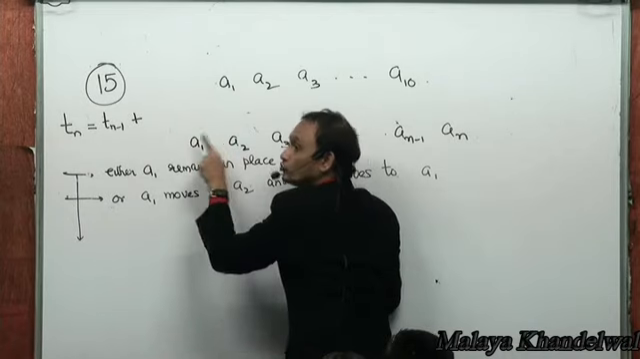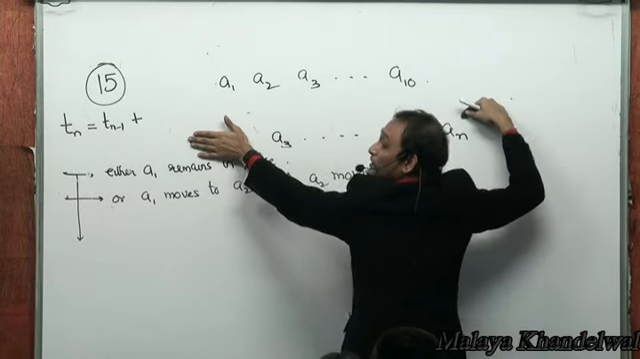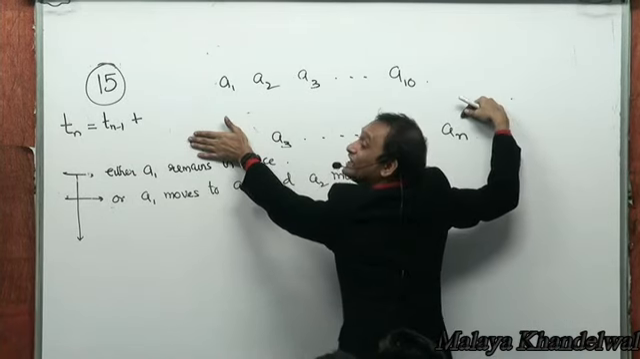A1 moves to A2 and A2 moves to A1. Swap their positions. The remaining n minus 2 people can be rearranged with the given rule in Tn minus 2 ways.